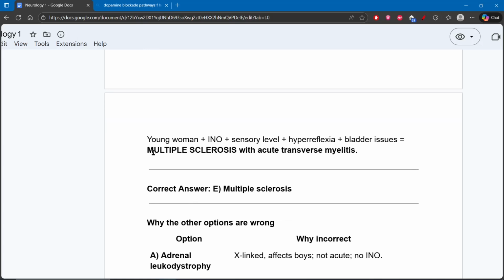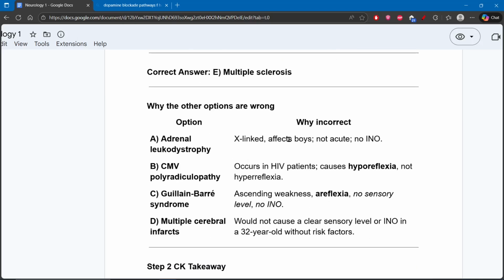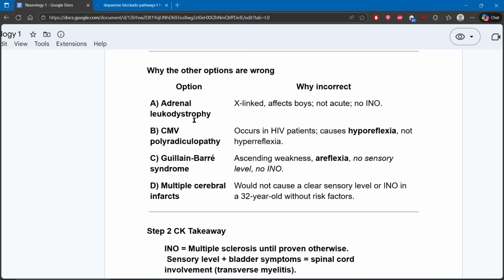Putting it together, the patient is a young woman who has INO, a sensory level, hyperreflexia, and bladder issues. So this is obviously multiple sclerosis with acute transverse myelitis. Transverse myelitis because she has a sensory level, and transverse myelitis can occur in multiple sclerosis. Why are the other options wrong? Because adrenoleukodystrophy is X-linked, so it affects boys, is not acute, and has no INO in its presentation.